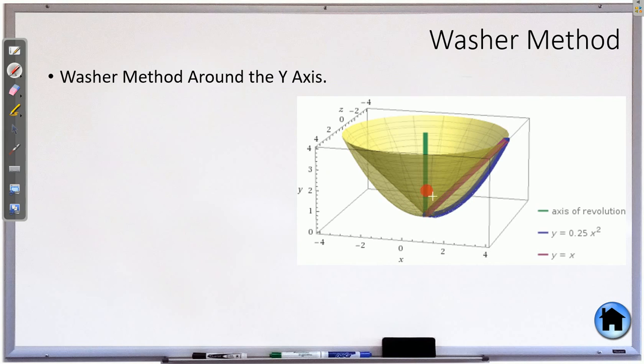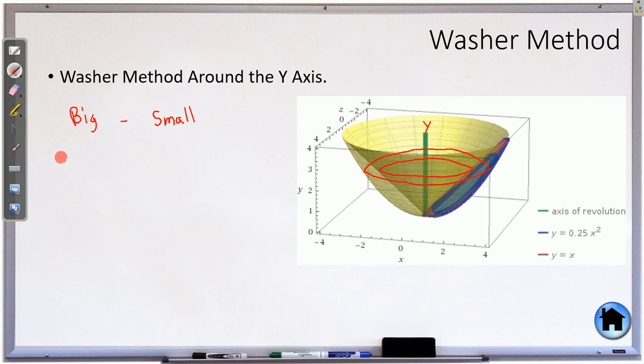So when we rotate a region, and this is our region right here between these two functions, when we rotate that around the y-axis, I'm hoping you can see we have, again, a small circle cross-section and a larger circle cross-section. And those cross sections are going to be going up and down. So again, we're going to be taking the volume of the big and subtracting the volume of the small. That concept doesn't go away.